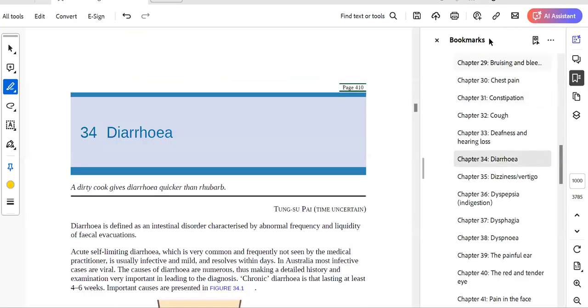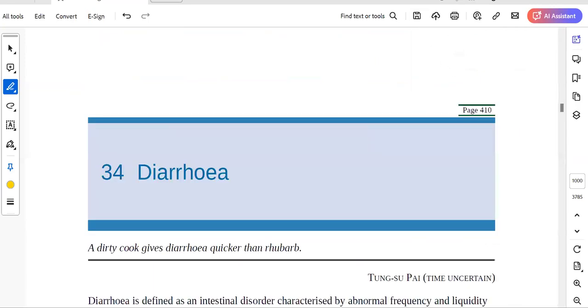Now we are going to take a 10-minute break and after that we will start with chapter 34. Any question, guys? All right, so 10-minute break for everyone. If there is any question, write it in the chat box. We will discuss after the break is done.